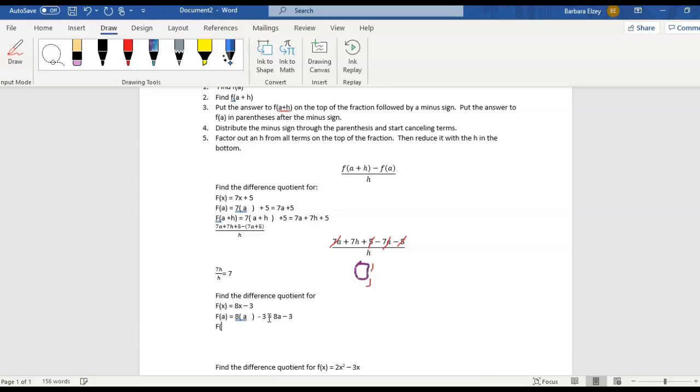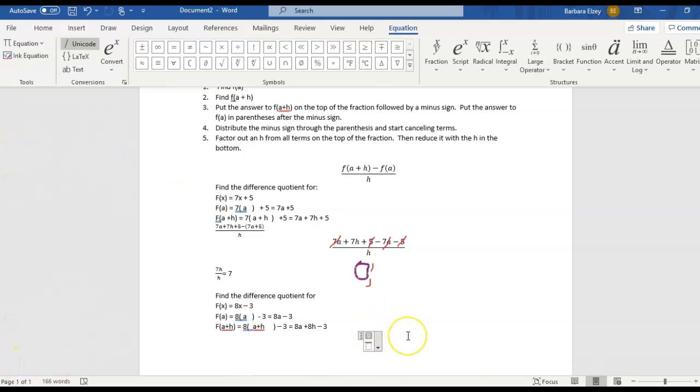All right, now let's find f of a plus h. Again, let's put our parentheses, 8 parentheses minus 3, but we will plop the a plus h into the parentheses. We can distribute this one though, so let's distribute the 8. We'll get 8a, 8h, and a minus 3. Okay, so we've done step 1 and 2. Let's now put the answer to f of a plus h on the top of the fraction, followed by a minus sign.